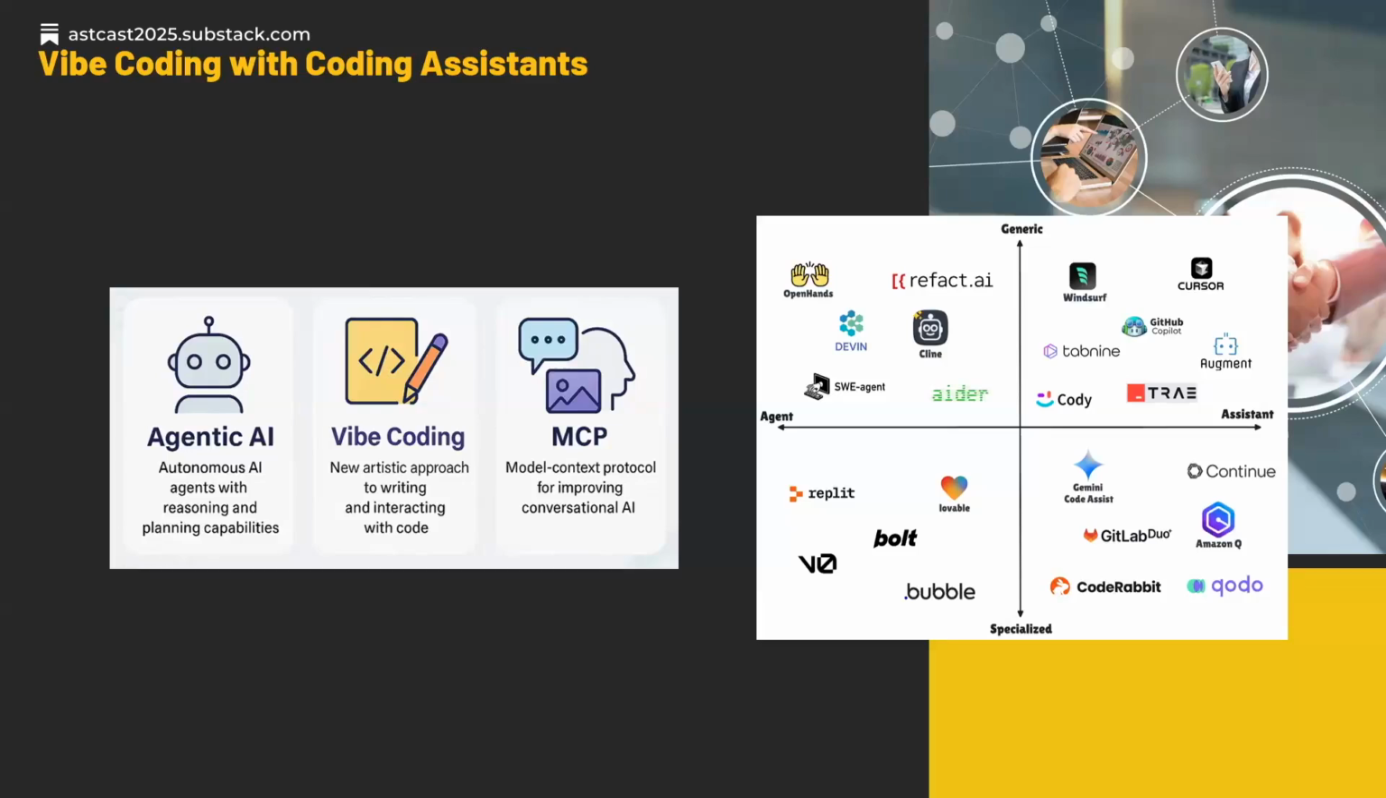The third one is MCP, Model Context Protocol. Through MCPs, we allow the AI assistants to do the testing for us.